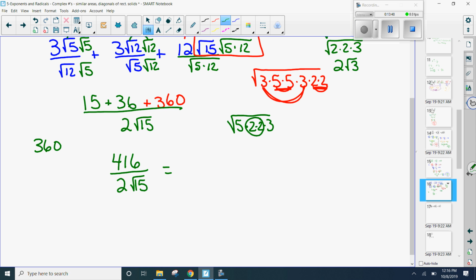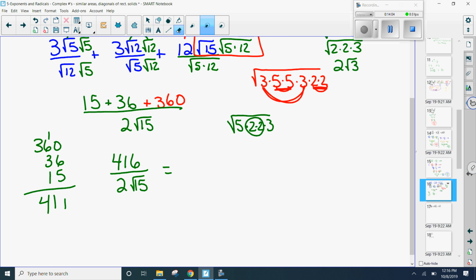I got 411, but I don't know. Oh, no, I think you're right. 15, I got to shift my 5 over. You're right. Plus 15 there. So you're going to get 411.